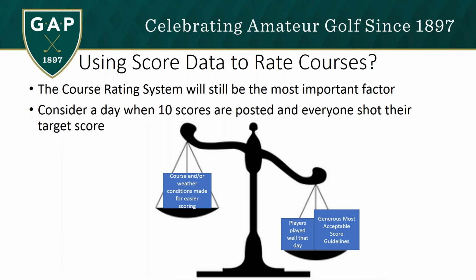So we're kind of balancing that, and the course rating system and the course rating and slope that GAP calculates, that's the easiest way to standardize the process with having the most objective system possible. As we bring in score data, a little bit of subjectivity comes into play there, and we want to try to avoid that if at all possible. So that's why the course rating system will remain. We won't use score data to rate courses, but obviously as we see this and go through the next couple of years, we can see how we can use score data to better enhance the rating process.